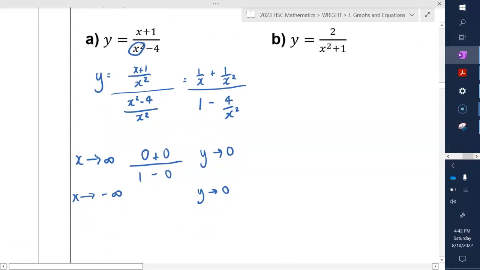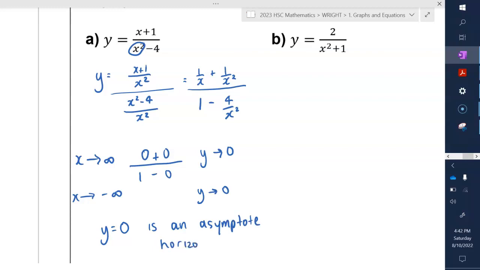Okay, so that tells us what our asymptote is. y equals 0 is a horizontal asymptote. We could go through and find lots more information. We could find our vertical asymptotes. We could find where it zeros, and we could look at the sign near those points and graph that as well. And that's what you guys are going to be having a go at.